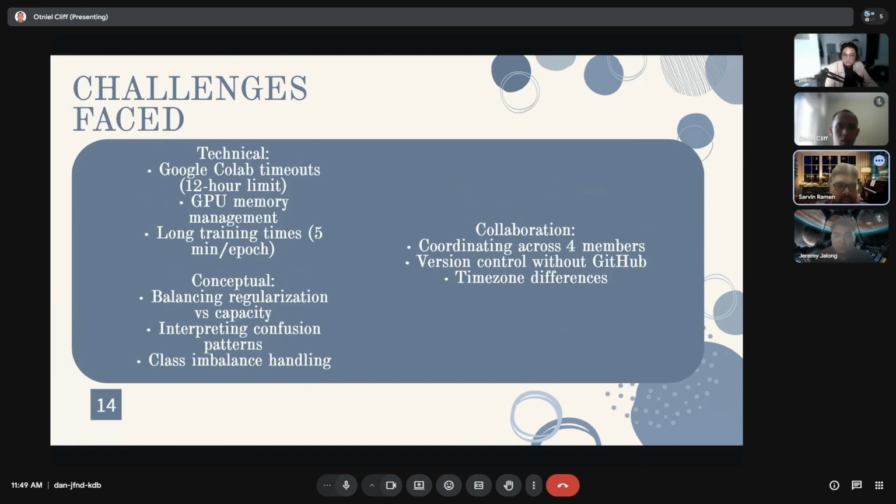Challenges faced. First is technical: Google Colab timeouts with a 12-hour limit, GPU memory management, and long training times, with 5-minute epochs. Second is conceptual: balancing regularization versus capacity, interpreting confusion patterns, and class imbalance handling. Third is collaboration: coordinating across 4 members, version control without GitHub, and time zone differences.